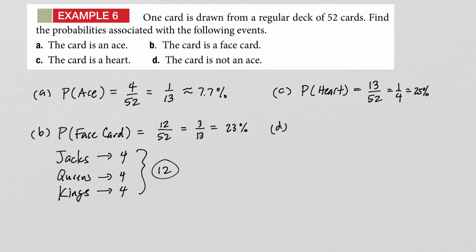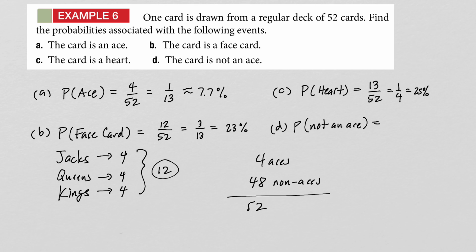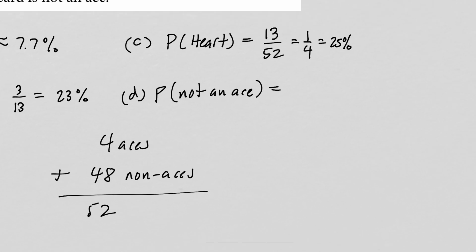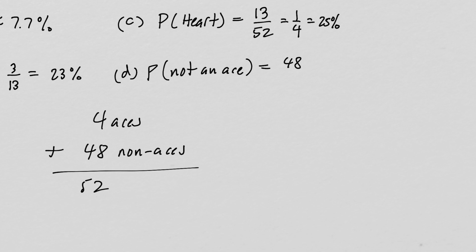And the last part, what is the probability that the card is not an ace? Well, we know there are 4 aces. And so that means there are 48 non-aces, right? Because there are a total of 52 cards. So the probability of not getting an ace is going to be 48 out of 52, which is 12 out of 13. And 12 divided by 13 on a calculator, if you want to change that to a percentage, is about 92.3%.